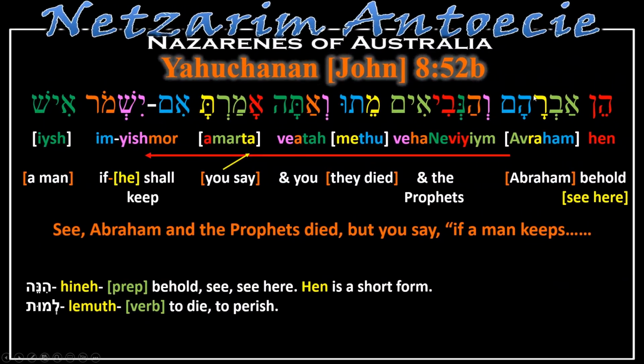And so we turn to 52b, where we have the letters hey, nun sofit, aleph, vayet, resh, hey, mem sofit, and so on. And we have hen, behold. So why is it behold? Because if you look up the dictionary, hen can also mean they. Well, the reason is that it is a short form of hine, which is a preposition meaning behold, see, hear. Sometimes it is represented like that instead of as hine.